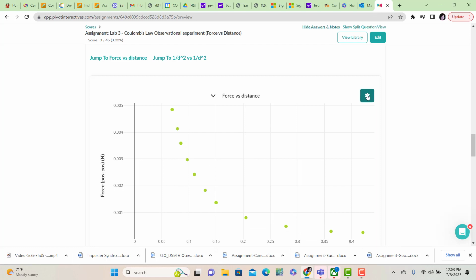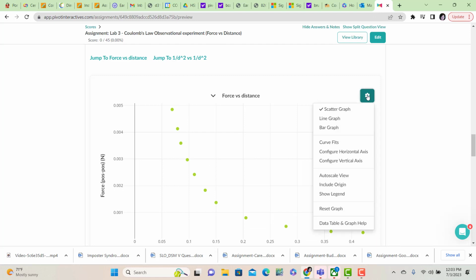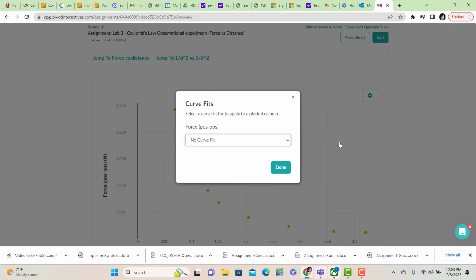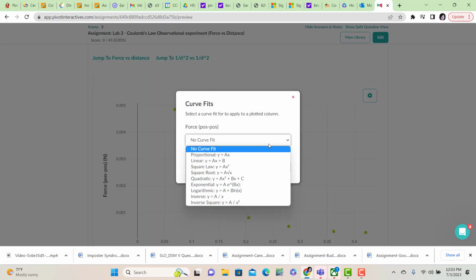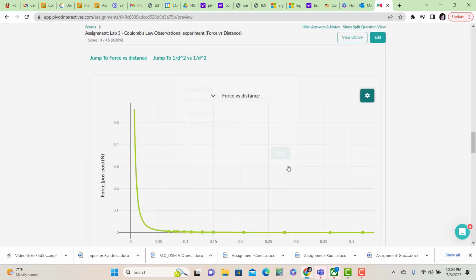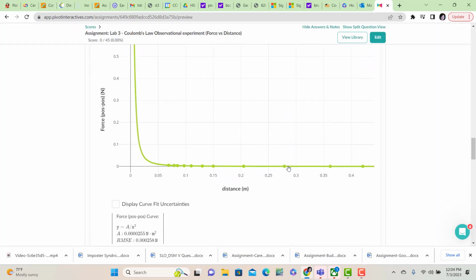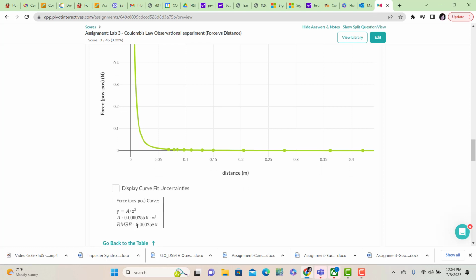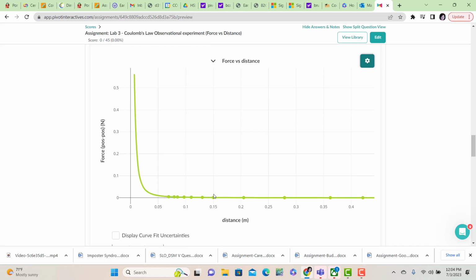So this is tricky here. Some of you guys, when you do your curve fit, choose the wrong curve fit. You want to click on curve fit, and then you want to go to the inverse square, not the inverse, but the inverse square. Press done. And you'll see that it fits very, very well. The RMSE is 0. Okay. So yes, this is a good fit. It looks like it's a good fit.